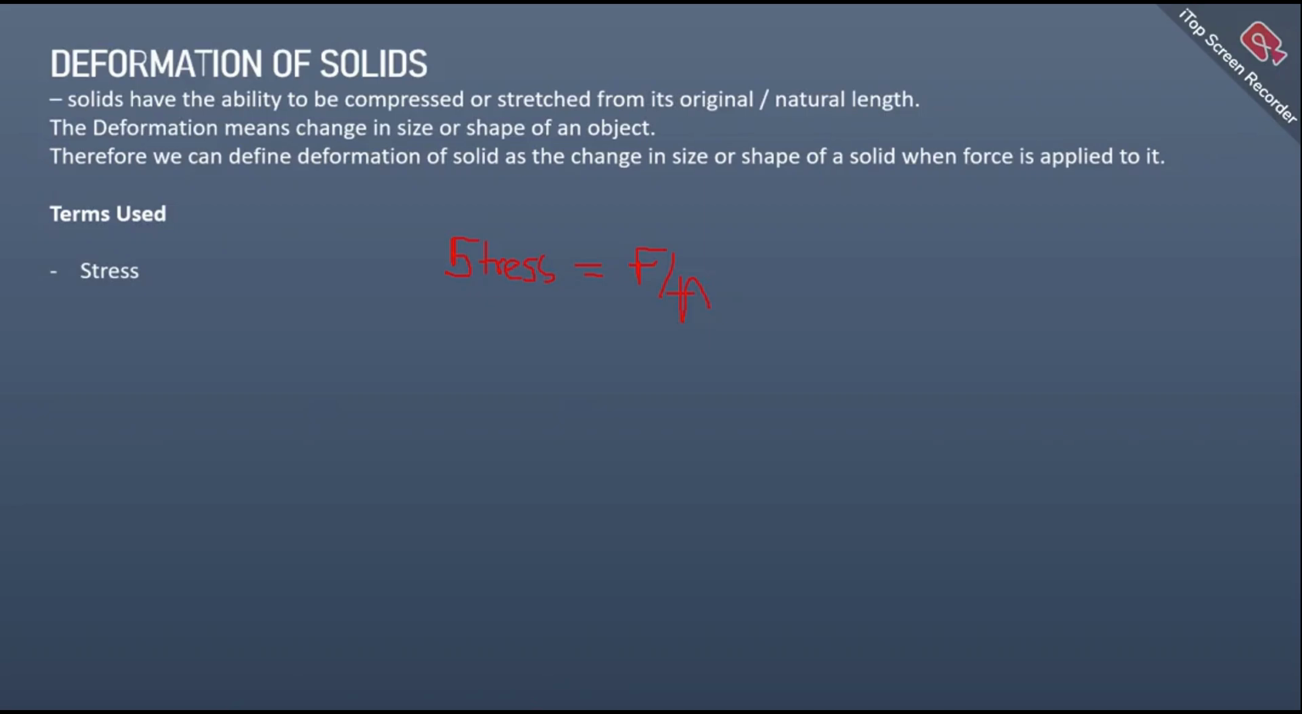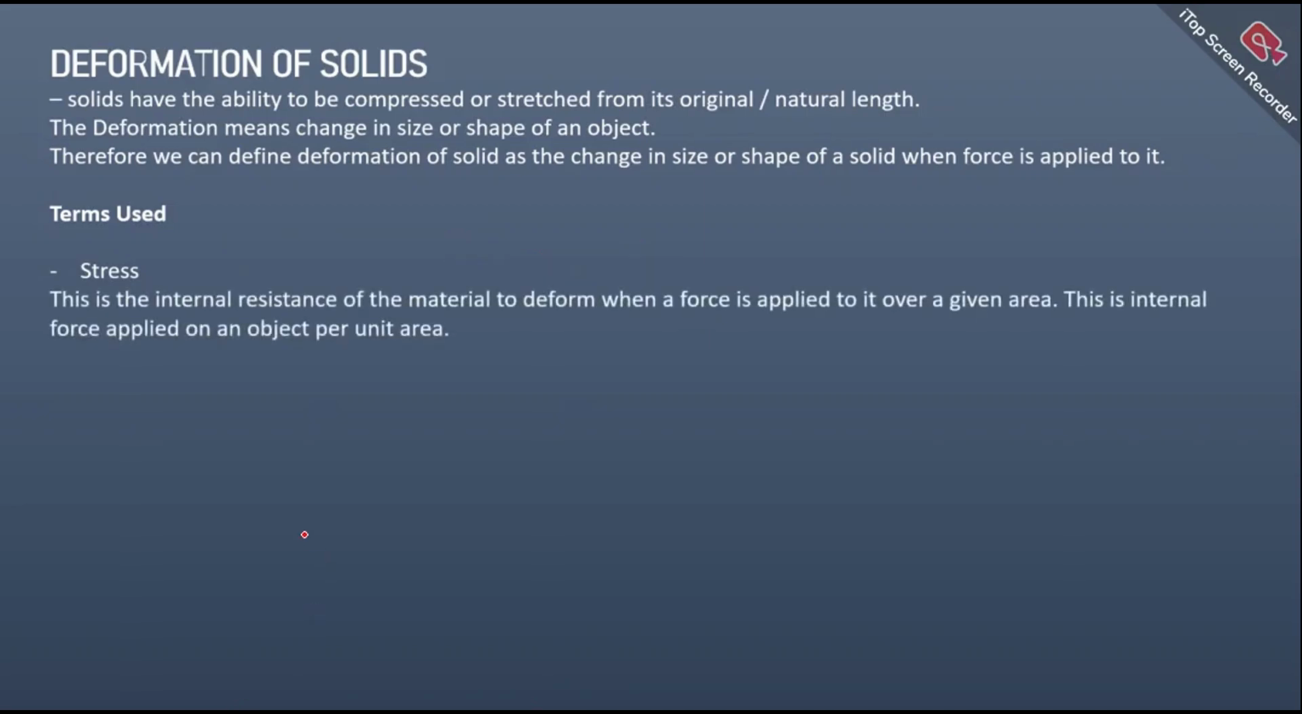But we're going to explain much more. First of all, let's just talk about the terms which are used. So we are saying stress is the internal resistance of the material to deform when a force is applied to it over a given area. We can say this is the internal force applied on an object per unit area. Very simple.